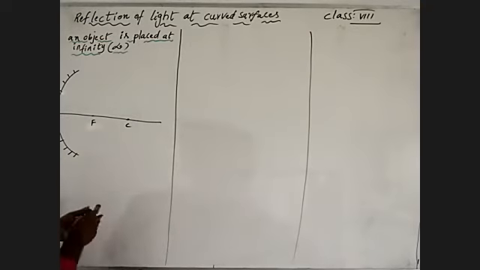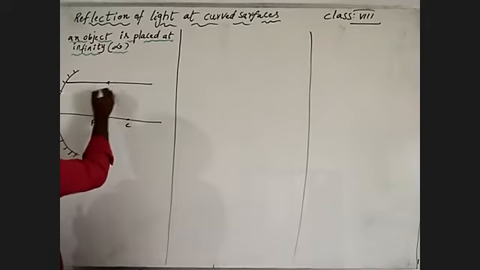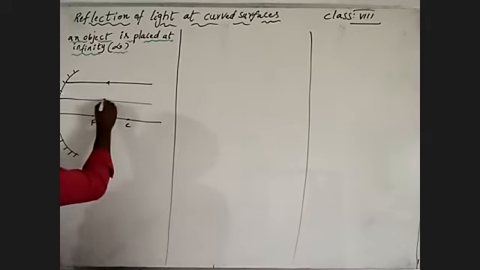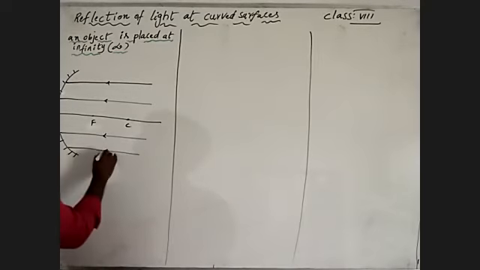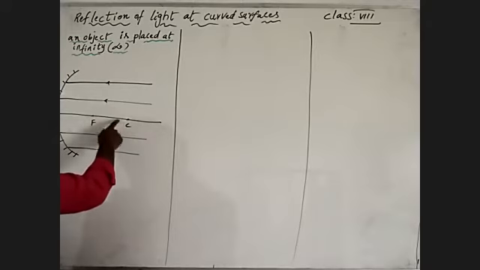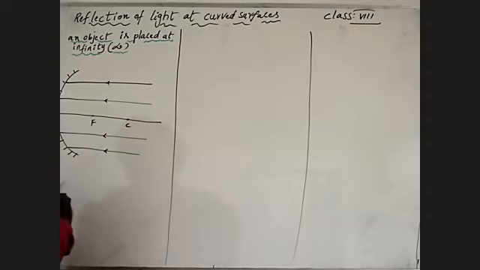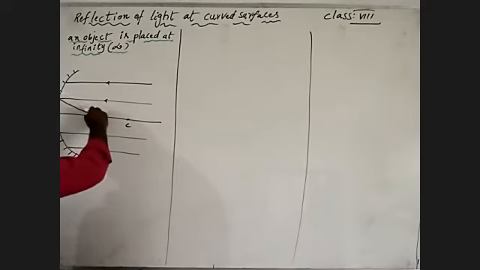See here. This is one light ray, and this is one, and this is one, and this is one. Four light rays we are observing from infinity. The light rays traveling parallel to the principal axis will be reflected through the focus.